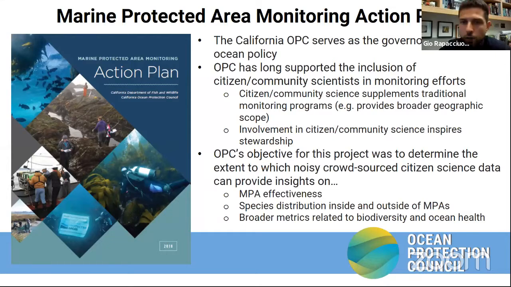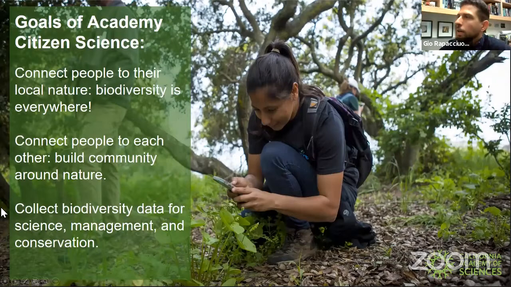So Allison Young, I'm having trouble moving through the slides here. Allison Young, co-director of the citizen science team here at the California Academy of Sciences, is going to tell us a little bit about citizen science and initiatives on the coast.